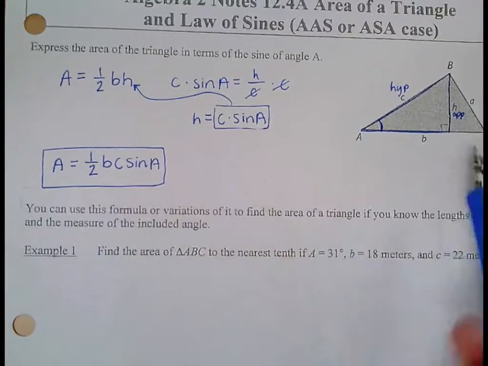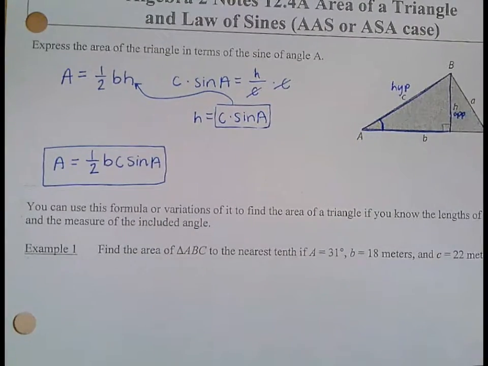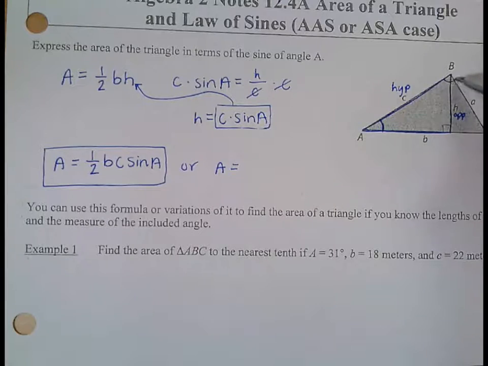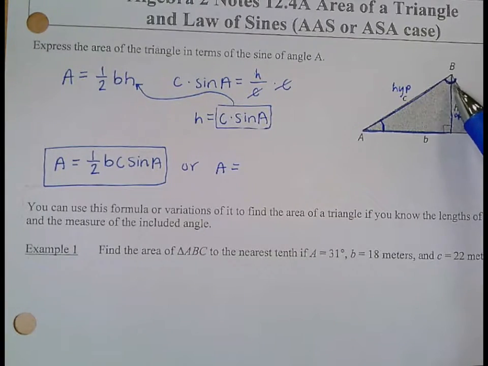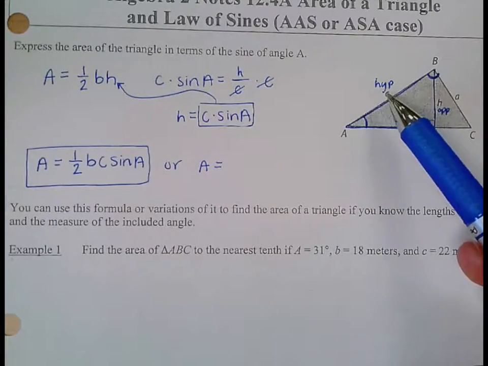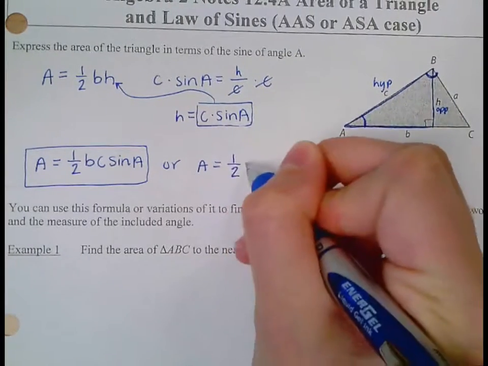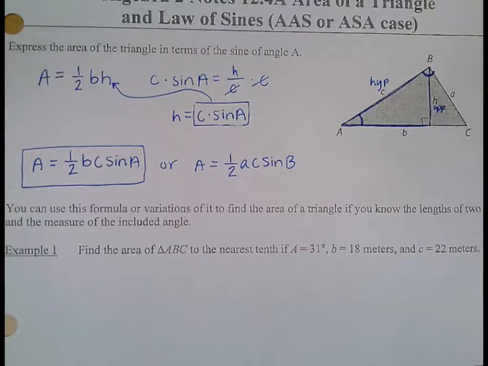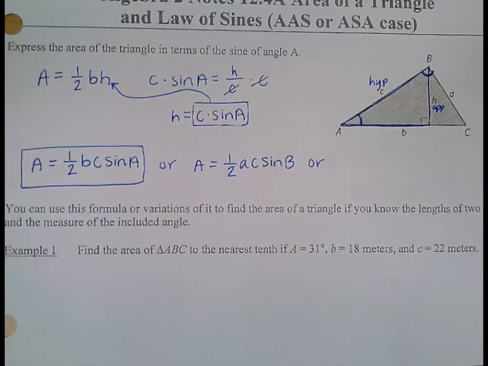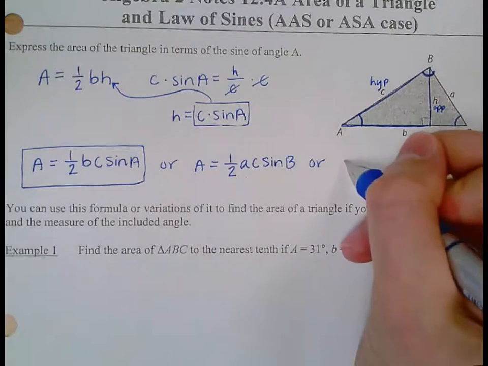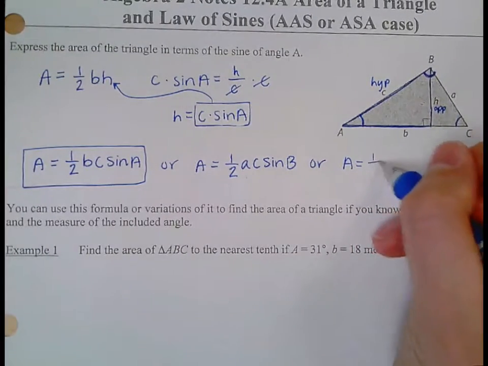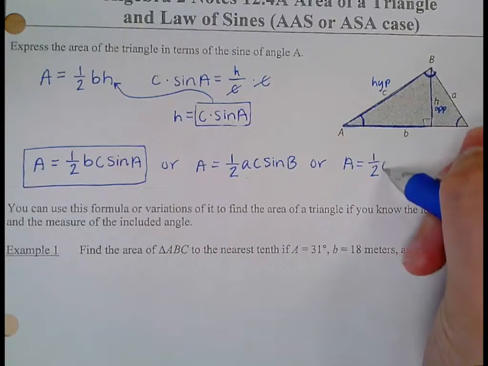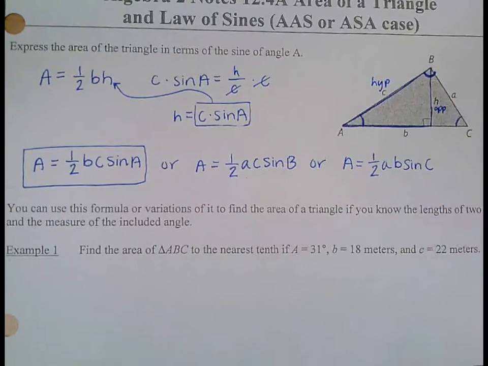Now there are variations of this. Say you don't have angle A, but you have angle B or angle C. So another variation, if we had angle B, the two sides that include angle B are side A and side C. So it would be 1/2 times A times C times sine of angle B. And then if we had angle C instead, the area would be 1/2 times the two sides that include angle C, which are side A and side B. So it would be side A times side B times sine of C.